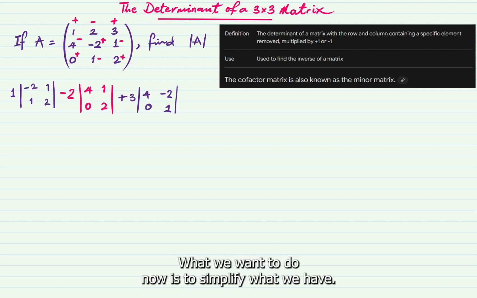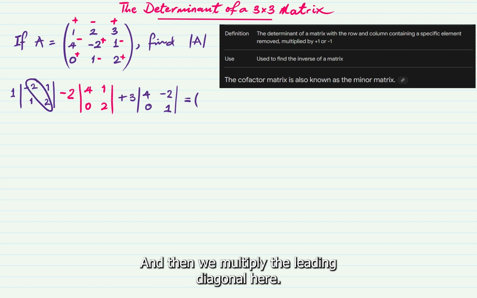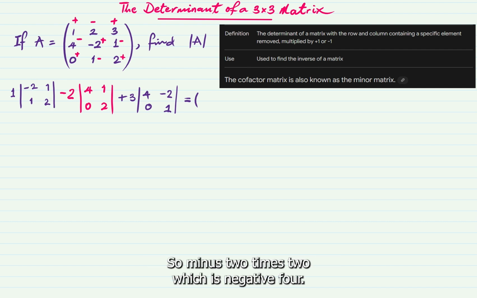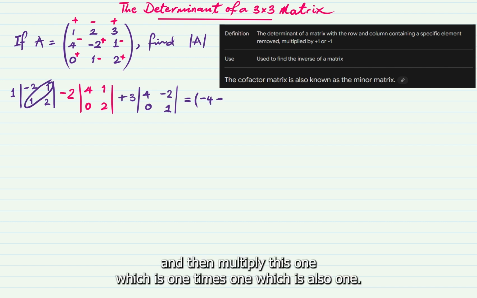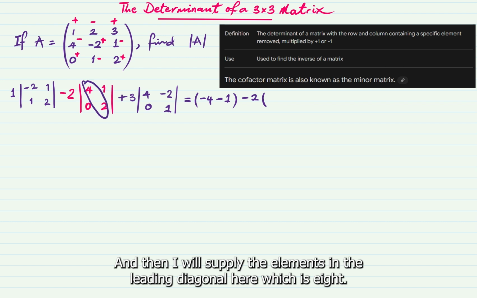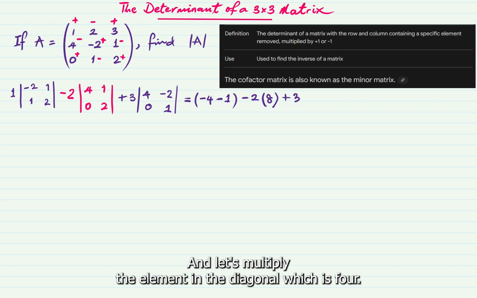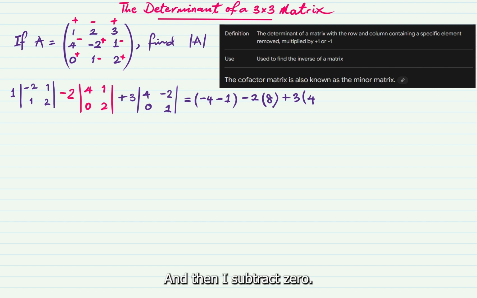First step is done. What we want to do now is to simplify what we have. So let's see how that goes. This is 1 outside. We don't need to put it since it's just 1. And then we multiply the leading diagonal here. So -2 times 2, which is -4. And then we subtract, and then we multiply this one, which is 1 times 1, which is also 1. And then next I pick -2. And then I multiply the element in the leading diagonal here, which is 8. And then I subtract 0. Then +3. I multiply the element in the leading diagonal, which is 4. And then I subtract 0.